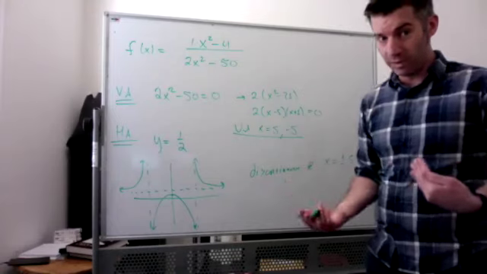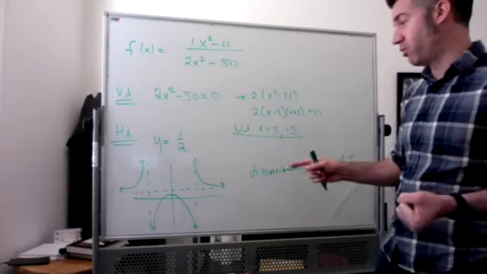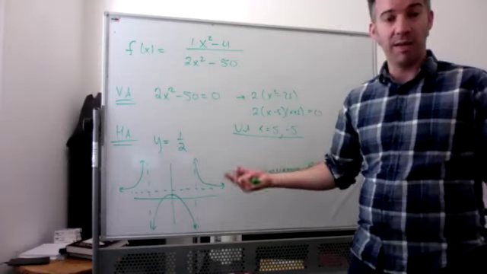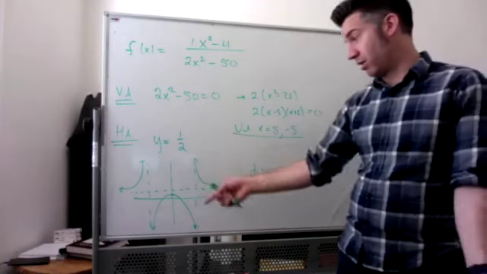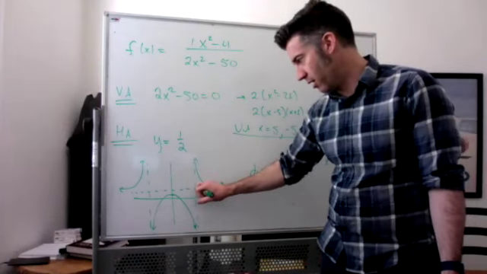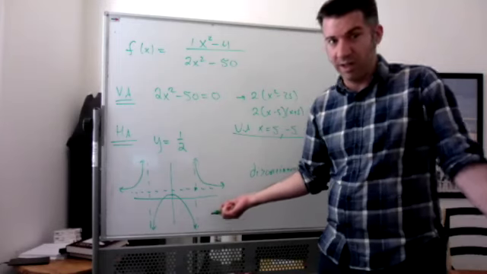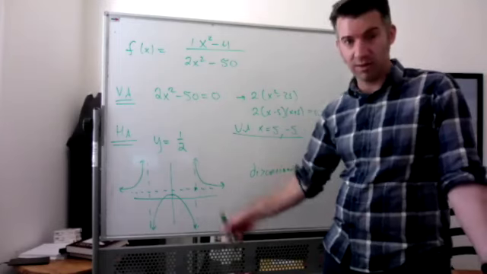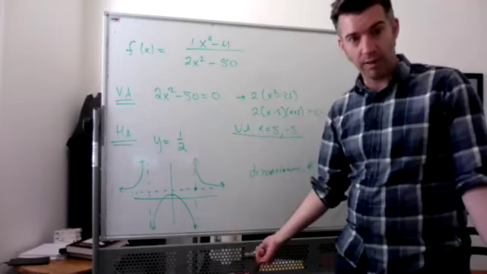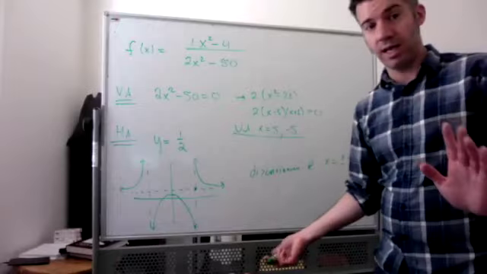So a removable discontinuity is one where if you can put one point back in, it makes the function continuous. This one clearly, we couldn't just put a point in there and make it continuous. It still would be discontinuous because you still got this big jump happening. I want to contrast that with the next example.